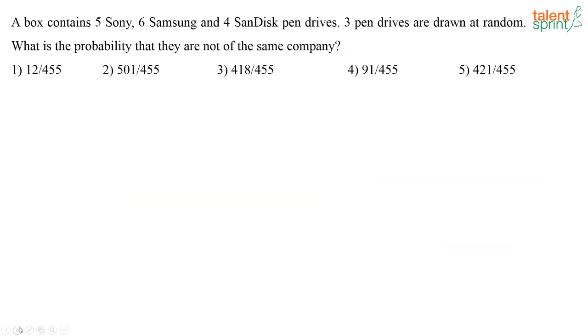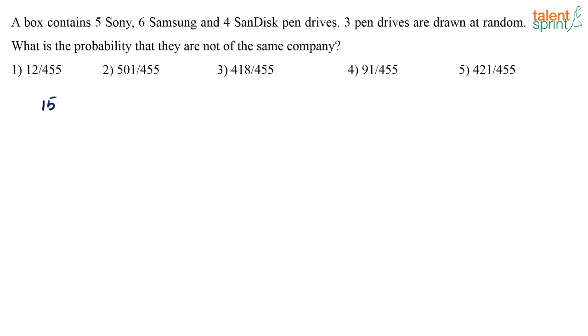A box contains 5 Sony, 6 Samsung and 4 SanDisk pen drives. 3 pen drives are drawn at random. What is the probability that they are not of the same company? So what is asked here? There is totally 5 Sony, 6 Samsung and 4 SanDisk pen drives. So totally how many pen drives are there? There are 15 pen drives.